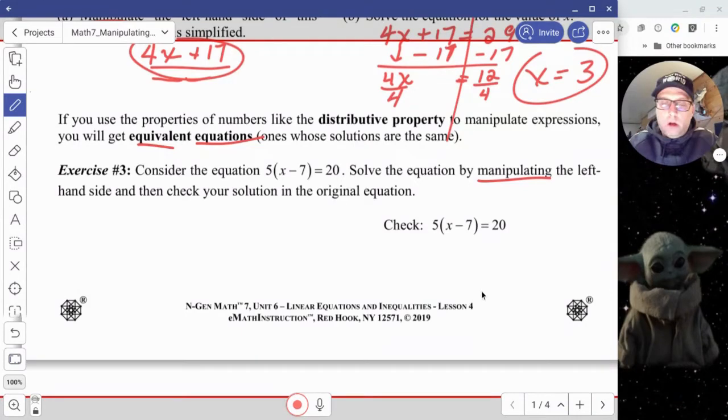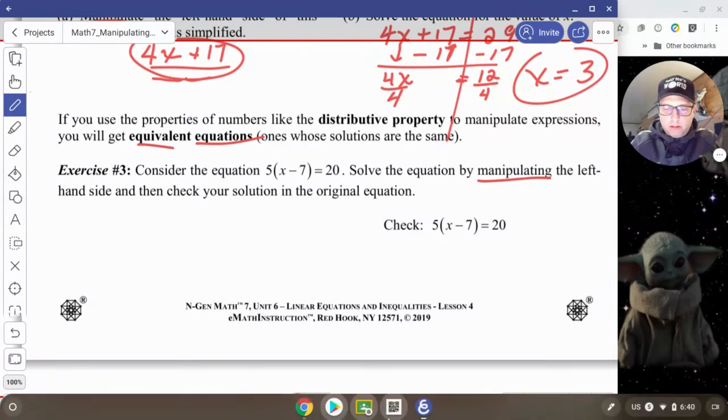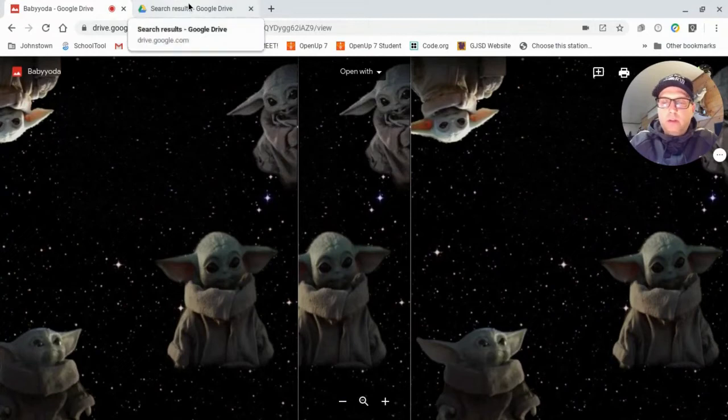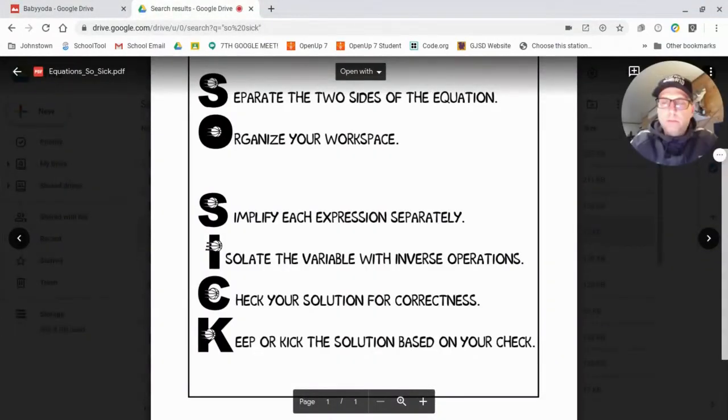So, all right, guys, I want to show you something here. Came up with this strategy. I find it clever and amusing, but I don't know if it's worth copywriting or something like that. But several years back when I was teaching equations to my 8th grade students at the time, I came up with this. Find it here.